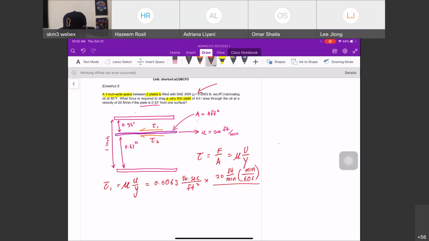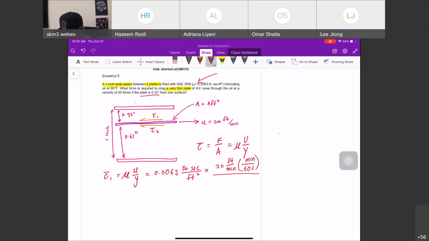What is the value of y for tau 1? 0.67 or 0.33? Please respond. 0.33. Okay, 0.33 inch. So from inch, you need to use feet. One foot over 12 inch.